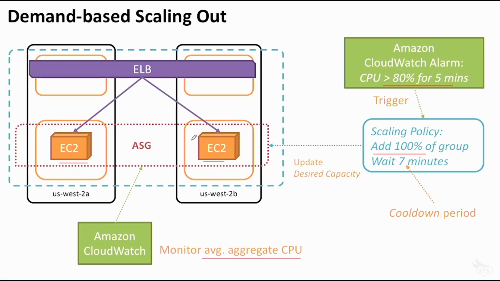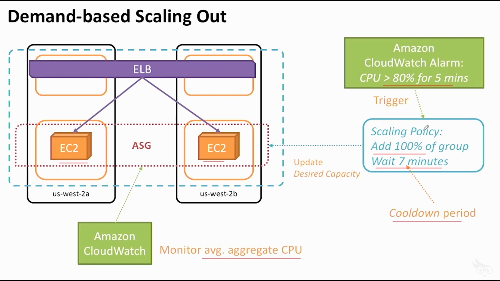Now that scaling policy will say we want to add 100% of the group. That means we're going to double the group. So we're going to go from 2 EC2 instances to 4 EC2 instances. And then we're going to wait 7 minutes before we do anything else. And that's considered our cooldown period.